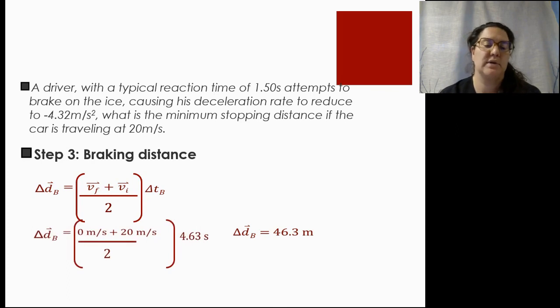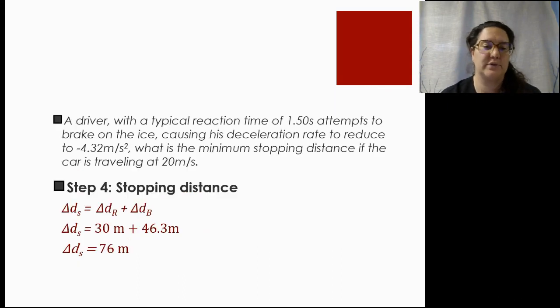To calculate our braking distance, we're going to take that time we calculated at 4.63 seconds and multiply it by our final velocity plus our initial velocity of 20 meters per second divided by 2, to get a total braking distance of 46.3 meters. Lastly, we're going to add those two distances together, our distance traveled during reaction of 30 meters and our distance traveled during braking of 46.3 meters, and we will have a complete stopping distance of 76 meters. So that is how you calculate stopping distance. It involves the distance traveled during reaction, calculating the stopping time during braking, and then the distance traveled during braking.